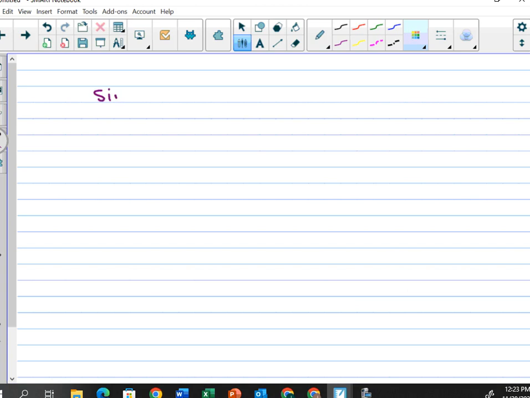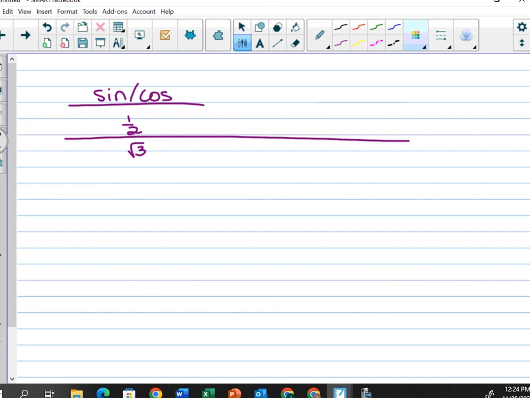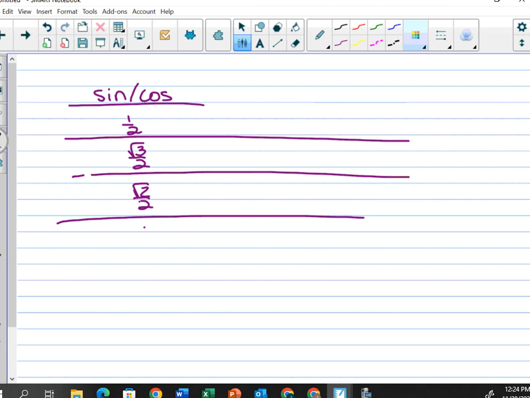So for sine or cosine, the only answers you can get are 1/2, root 3 over 2, root 2 over 2, 1, and 0. Right? Those are the only x and y values around your circle. Obviously negatives could come into play, but as far as values go, those are them.